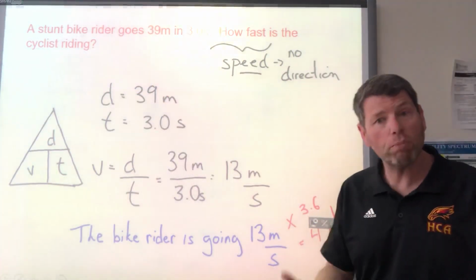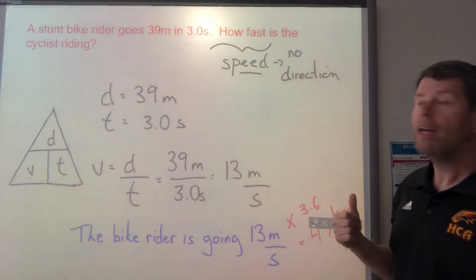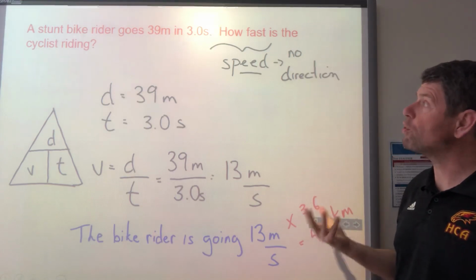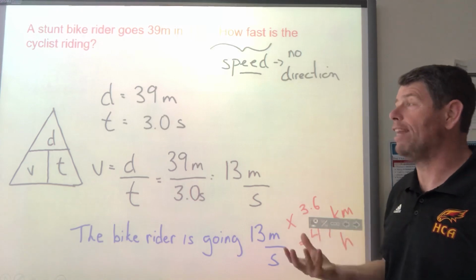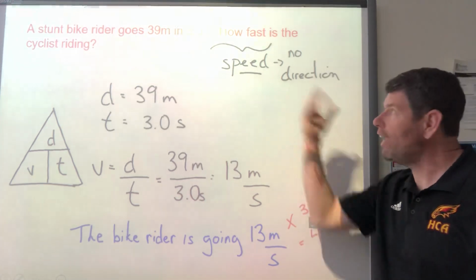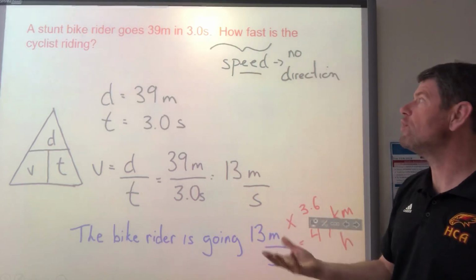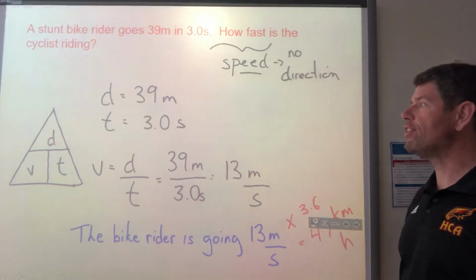Right, so essentially, if we finish out the slides, that's what it says. So let's look at some problems working with speed and velocity. So let's say the question says here, a stunt bike rider goes 39 meters in 3 seconds. How fast is the cyclist riding? So we're not given any indication about direction at all, and the term how fast is very general, so we're trying to find its speed, and no direction is necessary.